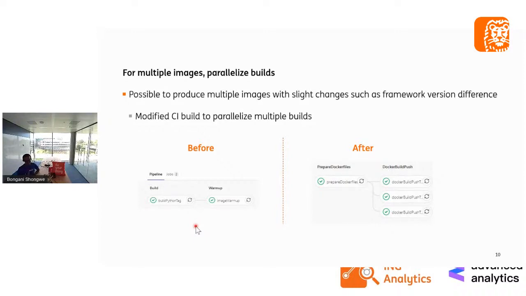So it was only natural for us to make sure that each image was produced by its own job. What we ended up doing was modifying our GitLab CI/CD to build multiple images at a single stage. So we have a before here, and this is how it looked before. And after we did the changes, now we're producing all the images here, and we even added a third image.